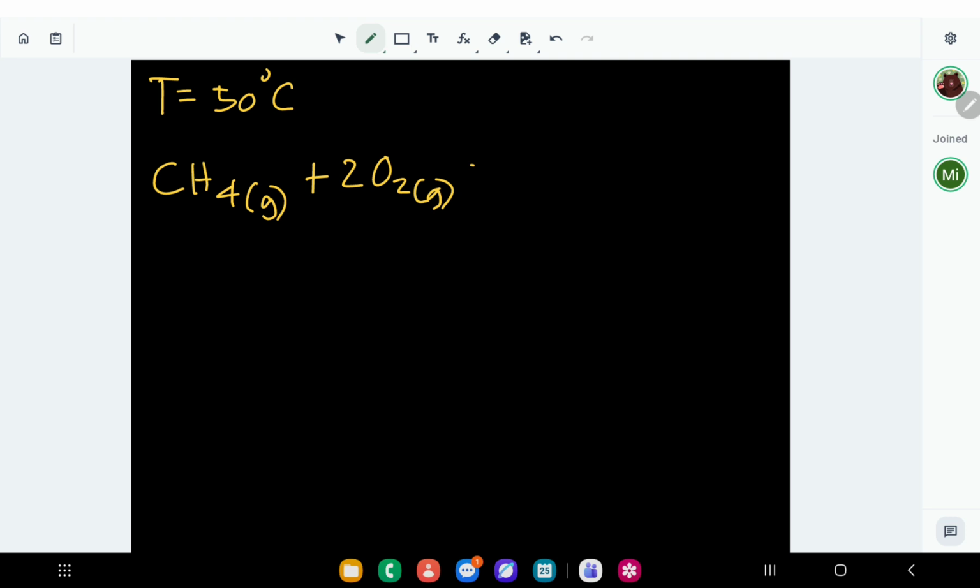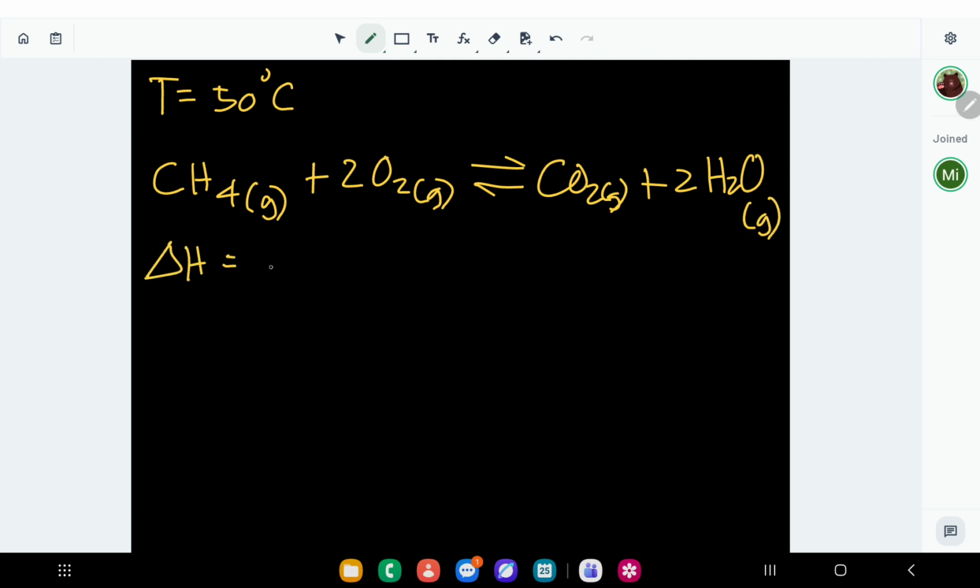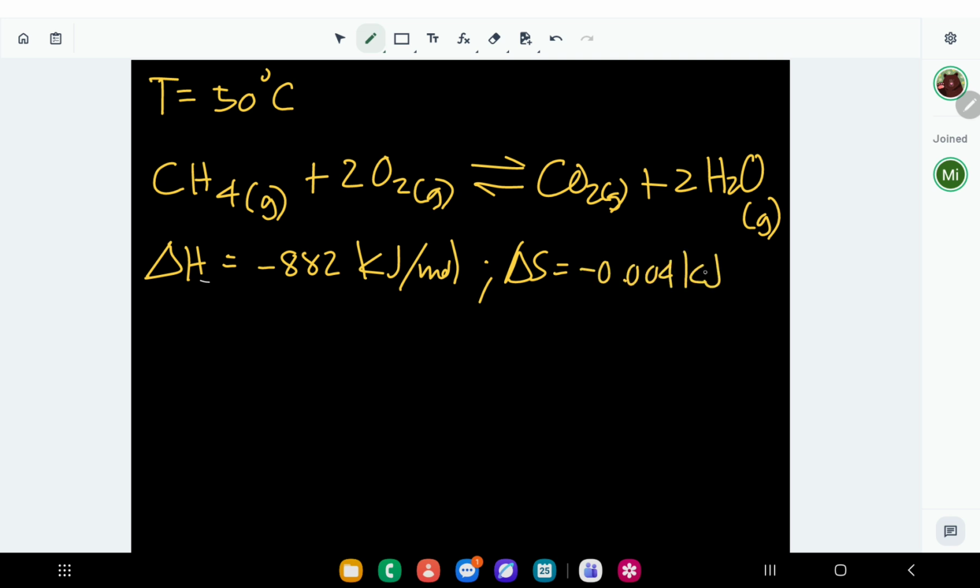Determine if the following reaction is spontaneous at temperature 50 degrees Celsius. We're given this reaction: methane plus 2O2 gives carbon dioxide and water. Delta H is negative 882 kilojoules per mole, and delta S is negative 0.004 kilojoules. They're both negative, right?